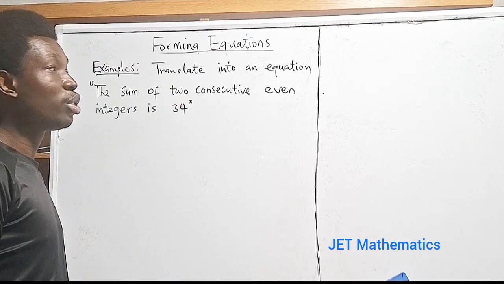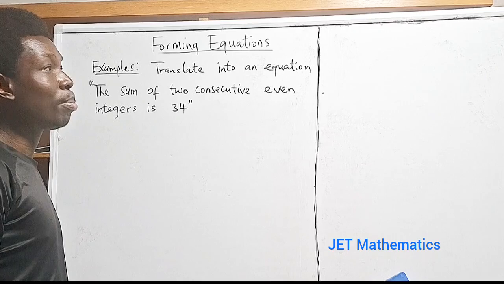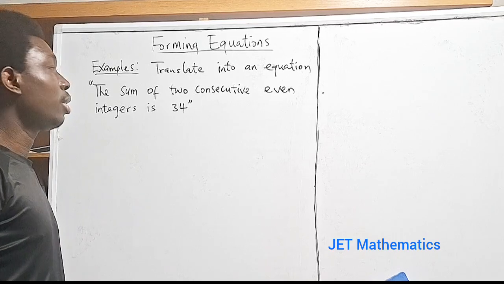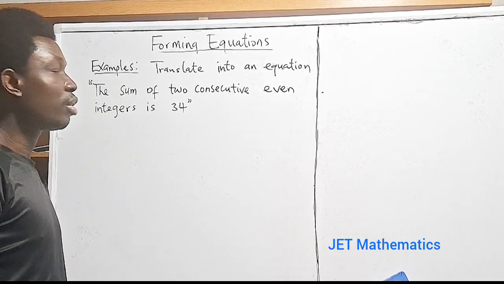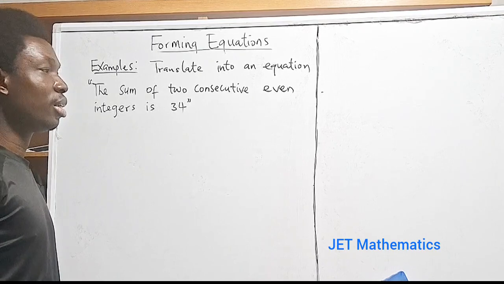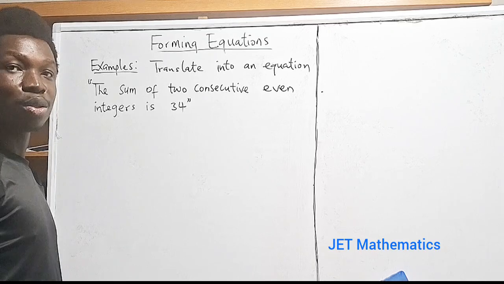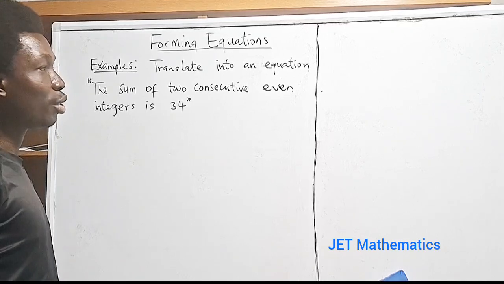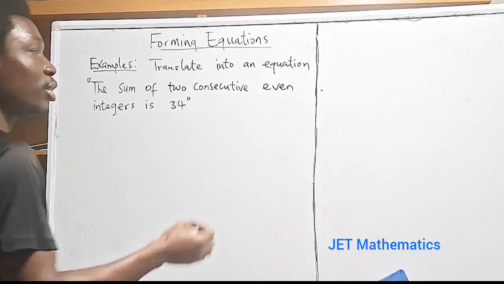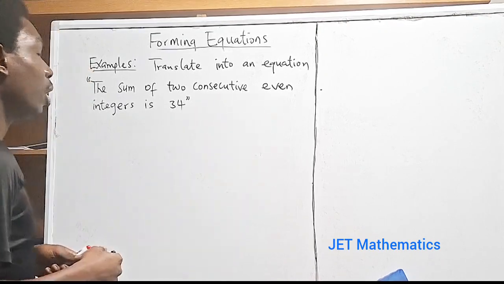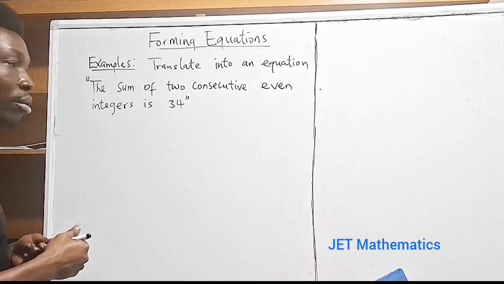Still on forming equations, we'll be looking at an example in this class. It says the sum of two consecutive even integers is 34. We're going to translate this into an equation. But first of all, let's see what consecutive integers are. Okay?